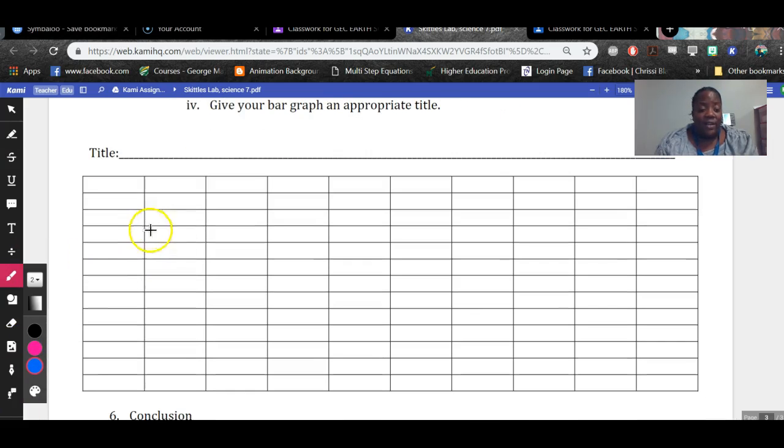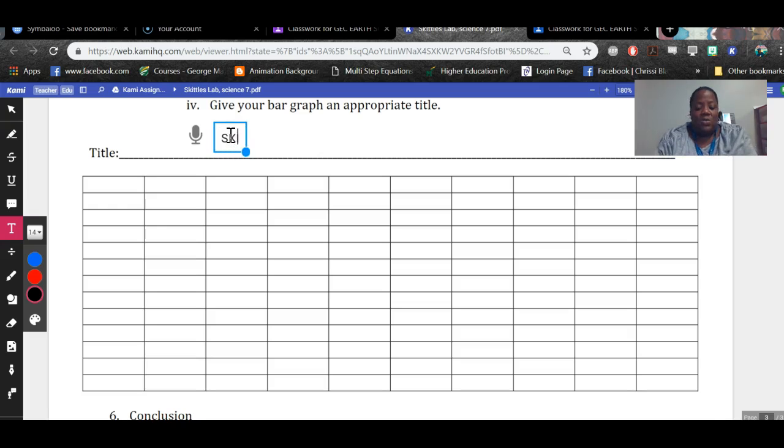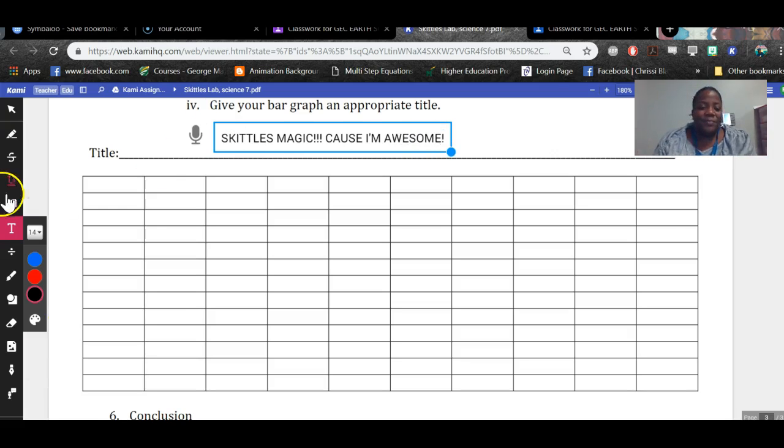So with the graph here, okay, you can name your graph anything you want. Skittles Magic. Because I'm awesome. I'm playing around, okay? Name your graph whatever you want, right?